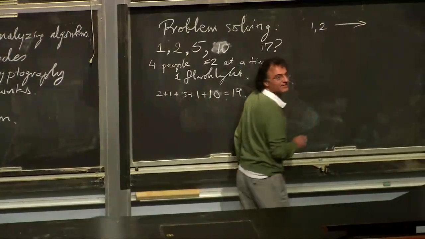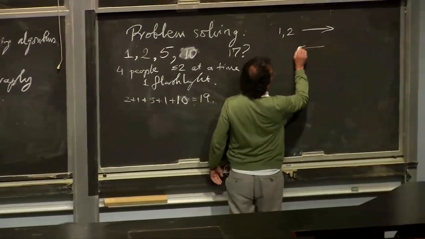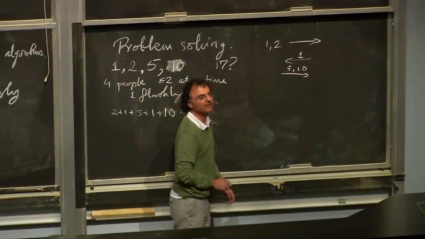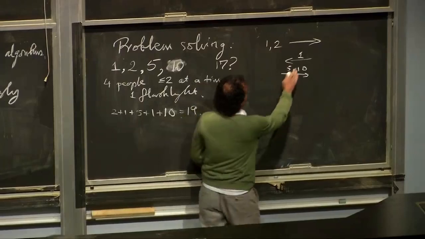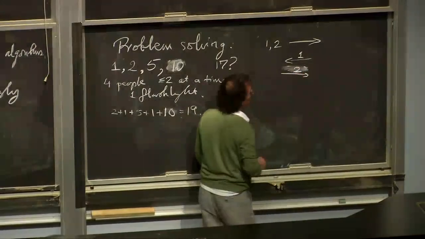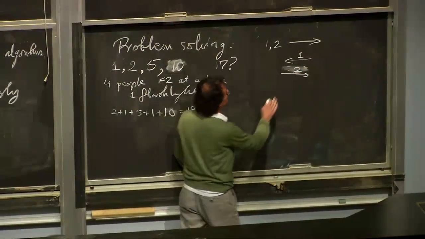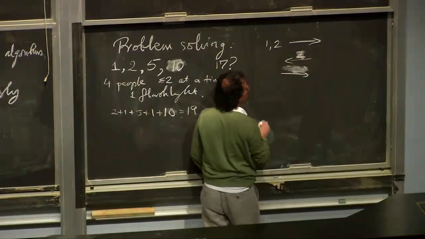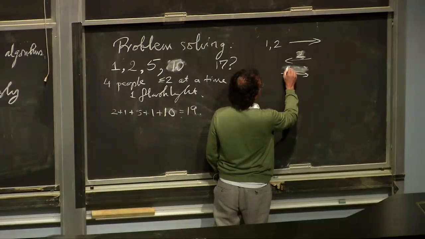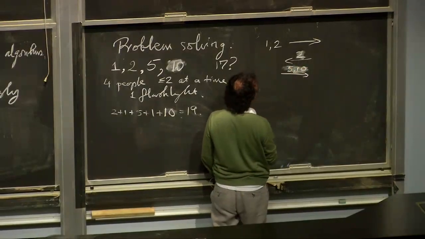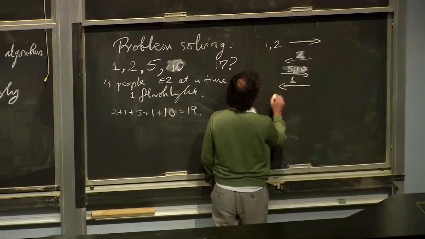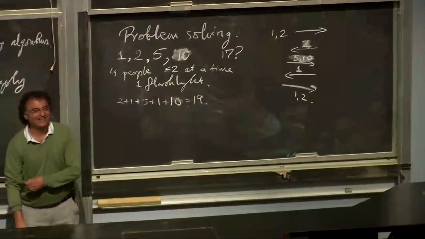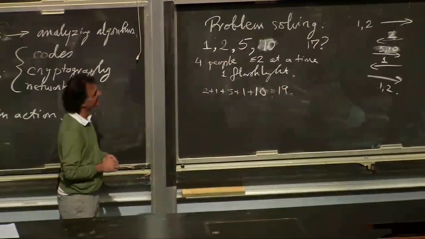1, 2 go across. Okay. 5 and 10 go across. Oh, then 2 goes back. Okay, 2 goes back. Yeah. Okay. Ah, good. Oh my goodness. Wow, well done.